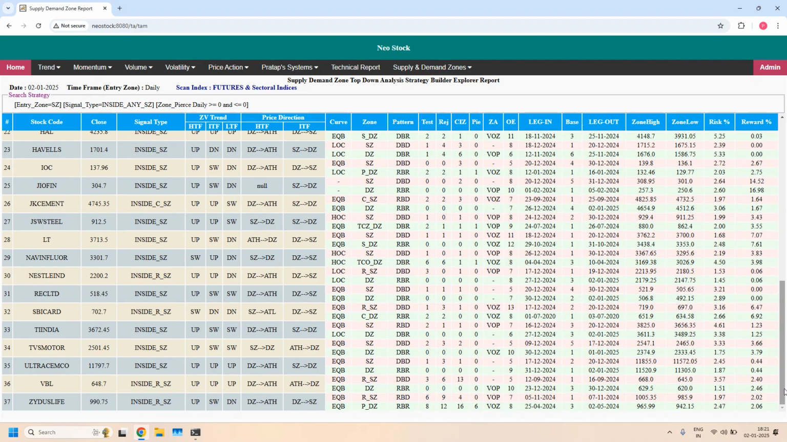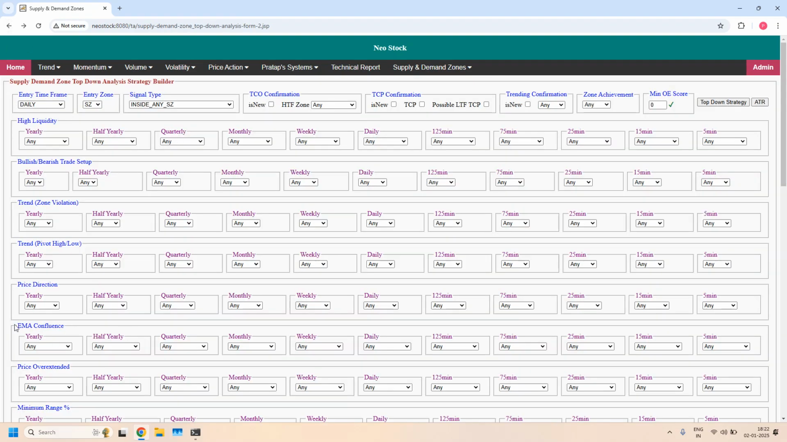Now let us identify how many of these stocks are having daily EMA Confluence. Let's add that EMA filter. In the EMA Confluence at daily time frame, I am selecting the filter daily supply zone having daily EMA Confluence, and the trend on daily time frame should not be sideways. It can be up or down.